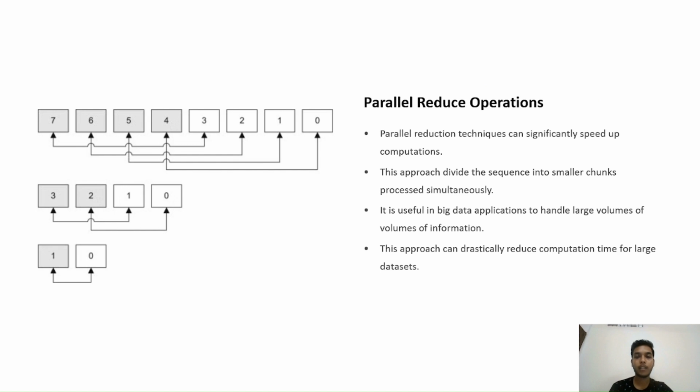Parallel reduce operations. Parallel reduce techniques can significantly speed up computation, because if you see this example, we are performing the reduce operations simultaneously. This approach divides the sequence into smaller chunks processed simultaneously. It is useful in big data applications to handle large volumes of information. This approach can drastically reduce computational time for large datasets. You can understand better by seeing this example.